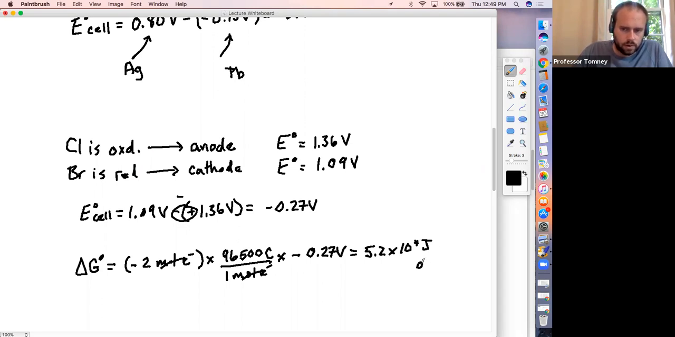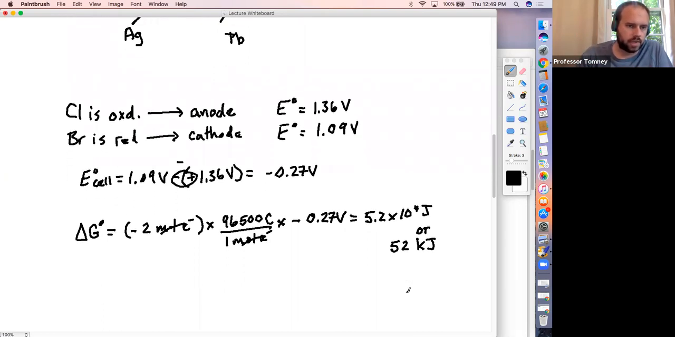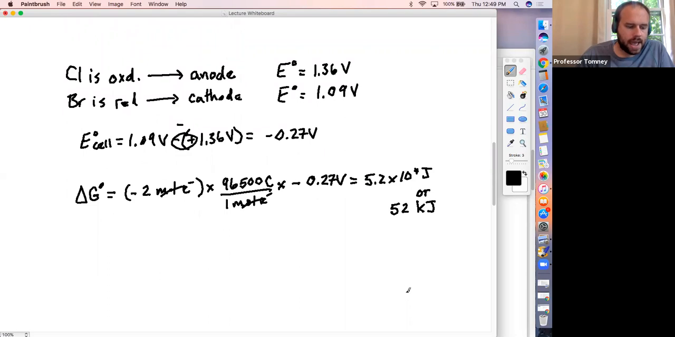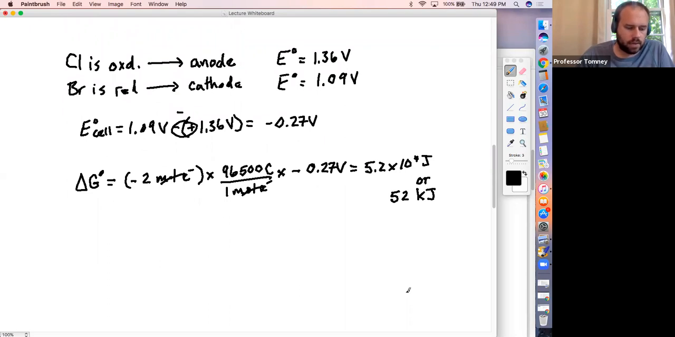Since delta G is typically kept in kilojoules, we can also state that this is 52 kilojoules. Again, just to double check on ourselves, this is a positive value, which is exactly what I was expecting since I had a negative cell potential. This is all lining up for a non-spontaneous reaction, so that makes sense. All right, so now we need to calculate the equilibrium constant.